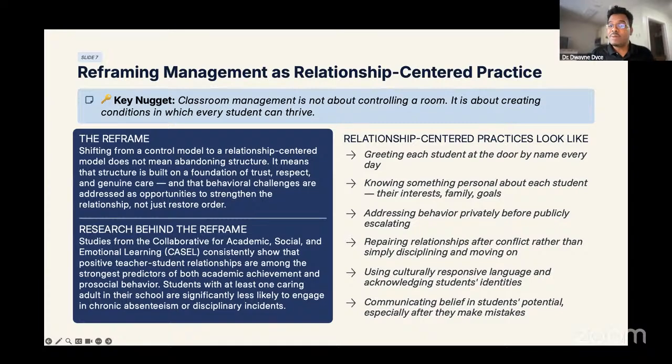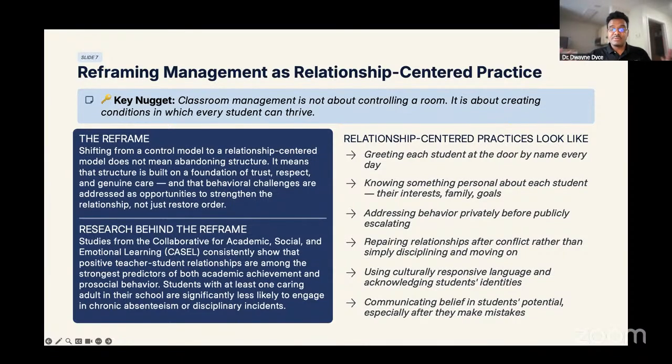It does not mean abandoning structure. You have structure and routine in your class. It means that structure is built on a foundation of trust, respect, and genuine care, and that behavioral challenges are addressed as opportunities to strengthen the relationship, not just restore order. And the research is behind the reframe.